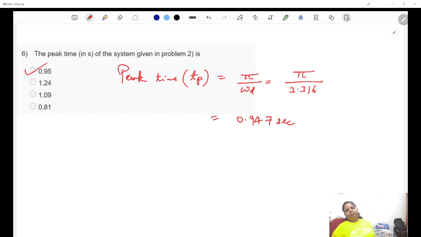Any confusion here? These are very easy questions and these are completely formula based. Do remember the formulas, they'll help you. Don't start deriving when you need them. All of these formulas should be very handy.